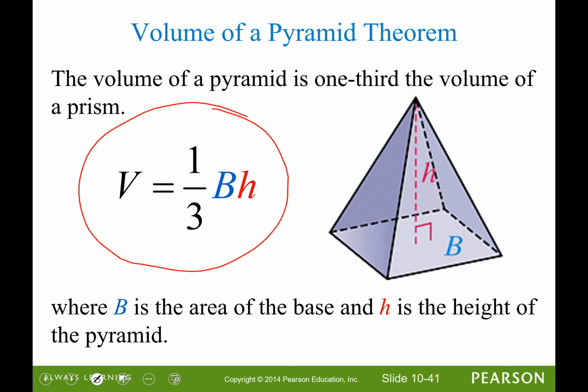Okay, the volume of a pyramid is 1/3 the volume of a prism. Okay, so what I like to think about it like this. If I were to take the corresponding prism, so basically I'm going to make a second congruent base, and I'm going to connect like this.